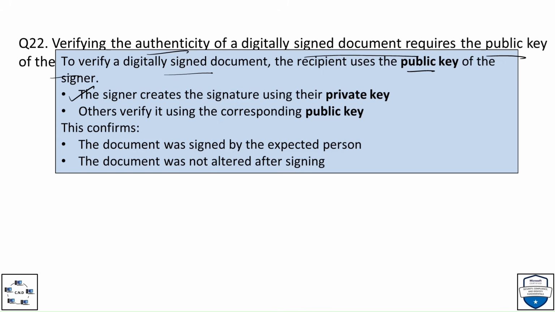The signer creates the signature using their private key, while the receiver or others verify it using the corresponding public key. This confirms the document was signed by the expected person that has the private key, and the document was not altered after signing.